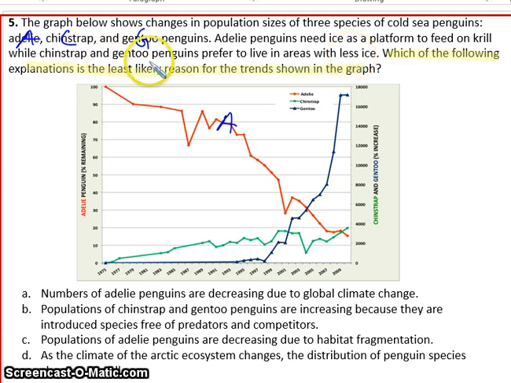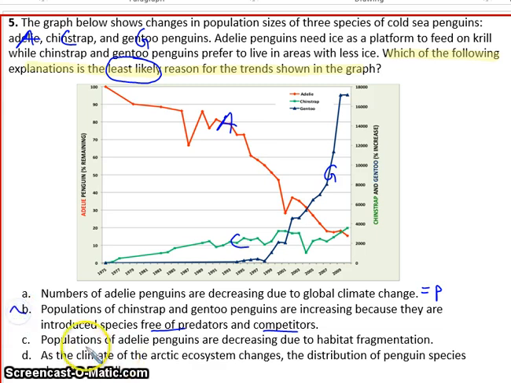Guys, whenever we get to the least likely reason or the one that's not true, I want to make sure I'm looking for the one that's false, maybe not necessarily true. So these are the A penguins, here's the C penguins, and here's the G penguins. All right, the numbers of A penguins are decreasing, that's true, due to global climate change. I don't know that for sure, but possibly, let's just put over here, that's possible. Populations of the chinstrap and gentoo penguins are increasing, both of those are slightly increasing, because they are introduced species, free of predators and competition. And it doesn't really mention anything about that one, so I'm going to lean towards that one.